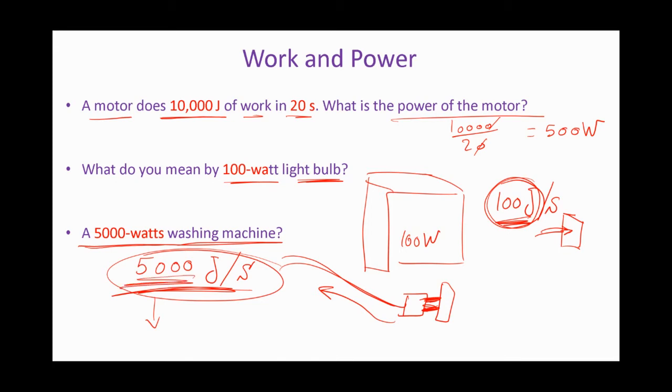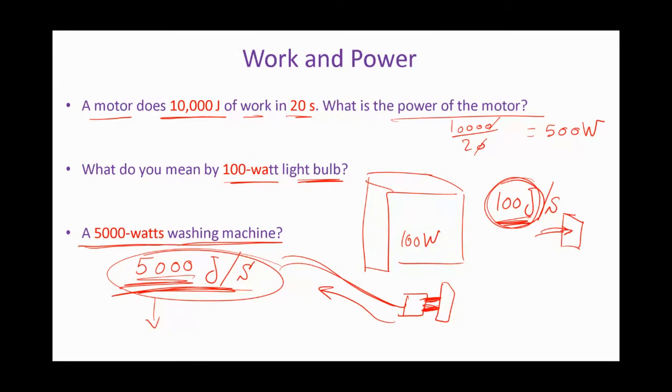Do you know why it's less? I think it converts some of the power to heat, because there is an efficiency. So the efficiency of any machine is not 100%. The efficiency is less than 100%.